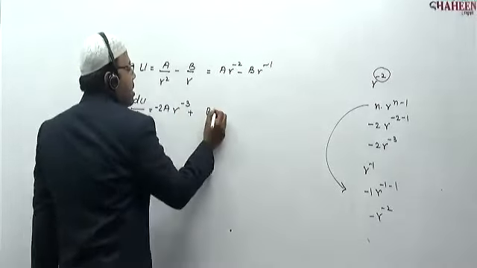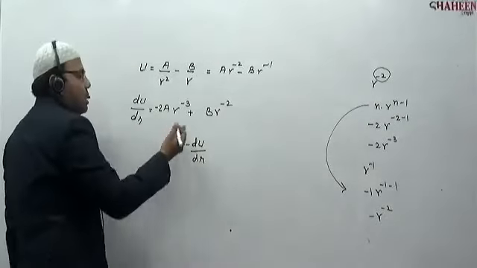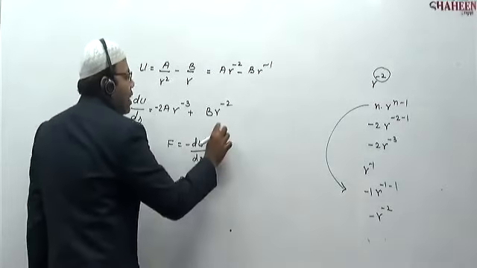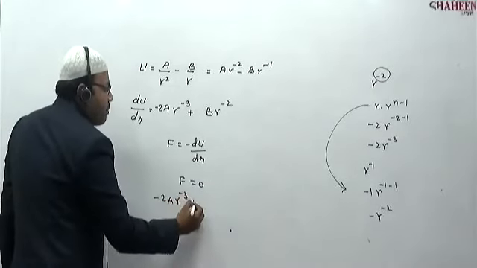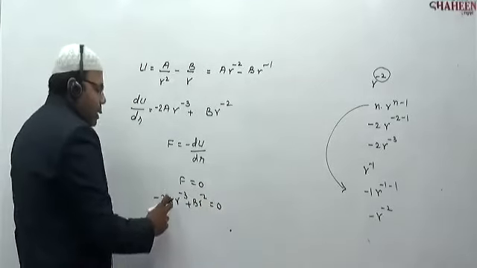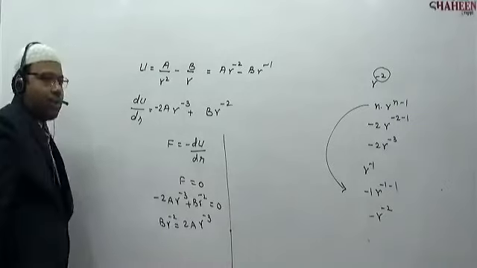So force, you know the formula for force, is minus du by dr, and for stable equilibrium the force must be 0. So whatever value of du by dr we have calculated, set it to 0. Minus 2a r power minus 3 plus b r power minus 2 is equal to 0. So I take this part to the other side. So b r power minus 2 is equal to 2a r power minus 3.